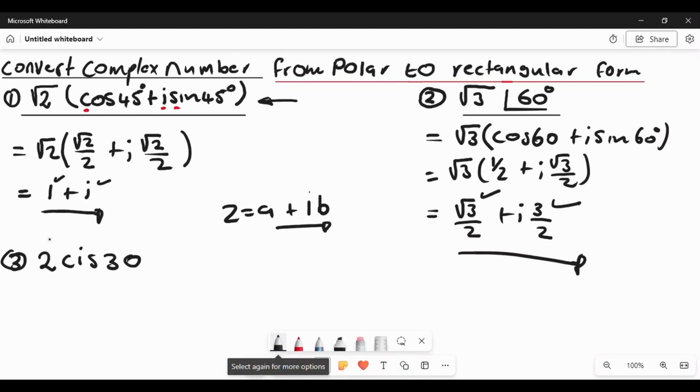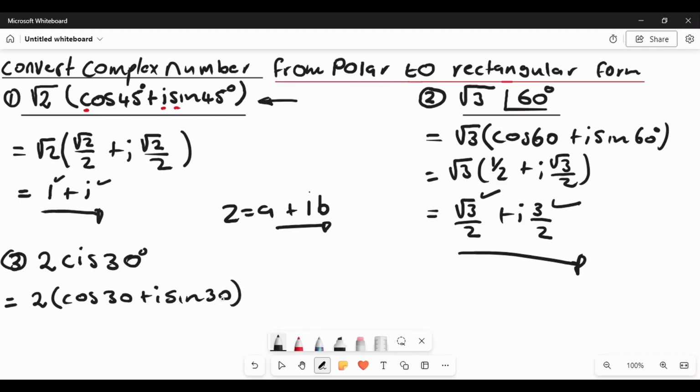As you can see here, the 2 represents the modulus and the 30 represents the argument, which is in degrees. When you change it into rectangular, you can take this 2 outside, and then cos 30 degrees plus imaginary number, then sine 30 degrees. Now you use your calculator to get your cos 30. Let's not forget this is going to be 2. So cos 30 is root 3 over 2 plus imaginary, and then our sine 30 is going to be 1 over 2.